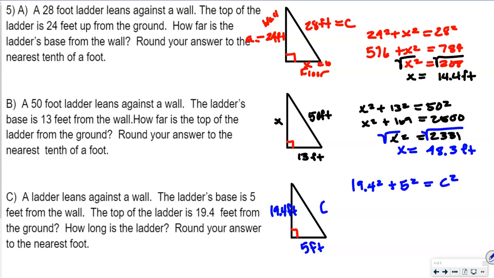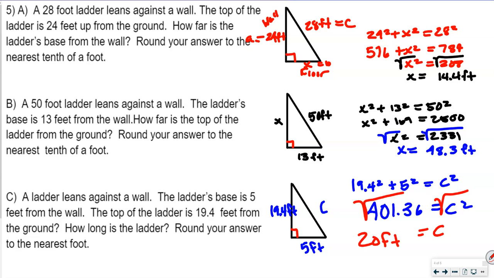This one says round your answer to the nearest foot. So I just put those in the calculator, 19.4 squared plus 5 squared. And I got 401.36. That equals my C squared. So I take the square root of both sides again. So C, when I round it to the nearest foot, was 20 feet. And ladders are normally going to be rounded to the nearest foot, guys.